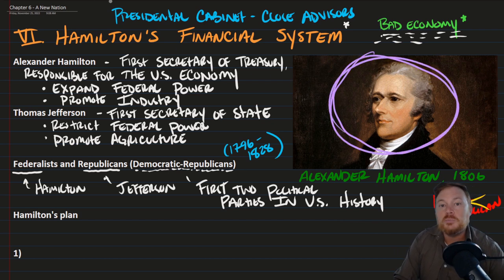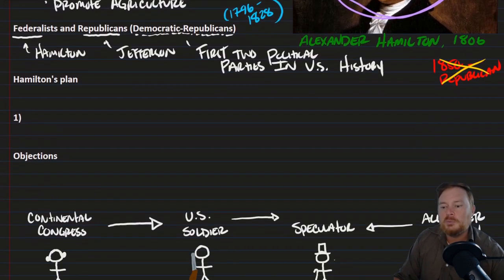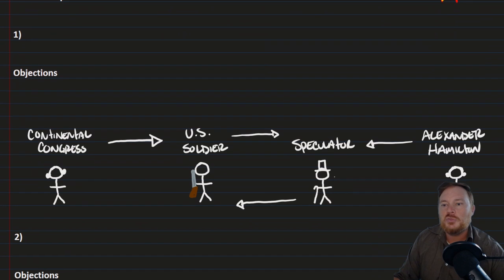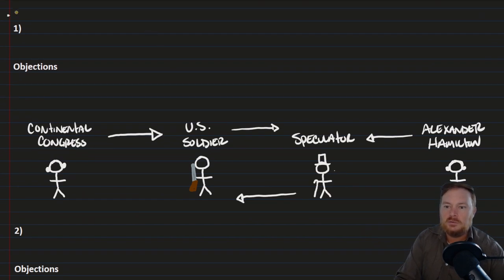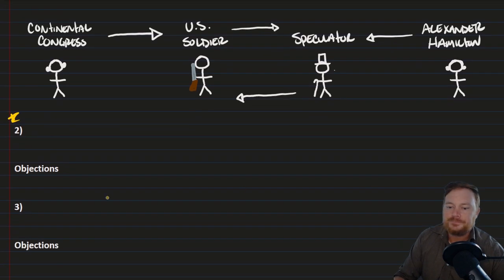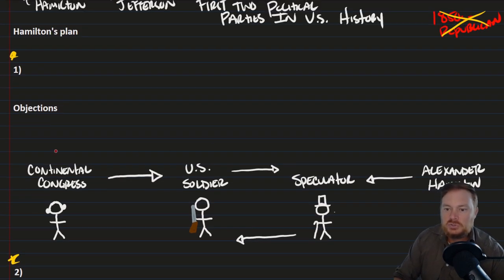Hamilton creates a financial plan, and that financial plan consists of multiple parts, but we're going to go over three parts of Hamilton's plan: one, two, and three. And then the objections, and most of the objections are going to come from Thomas Jefferson, who again, wants what's best for the economy too, but he doesn't see eye to eye with Hamilton.